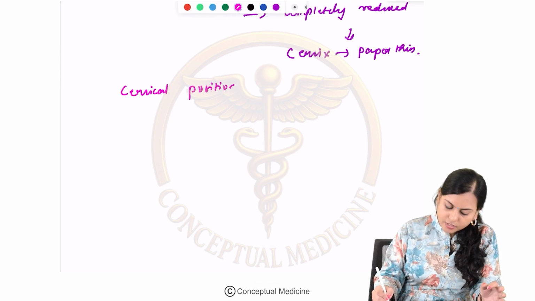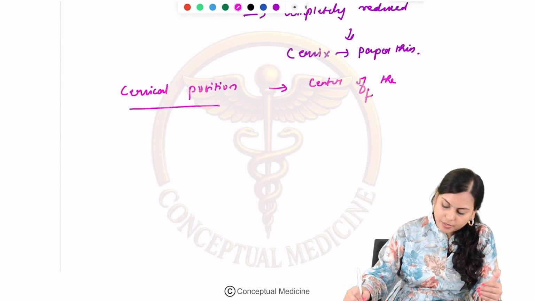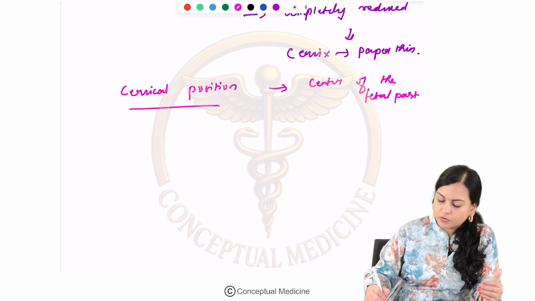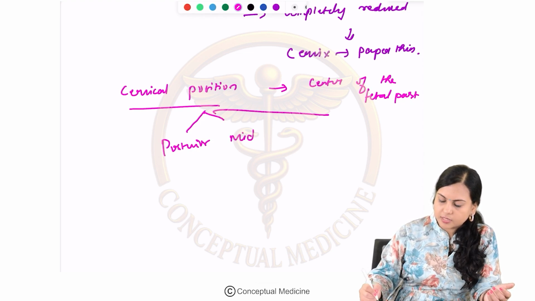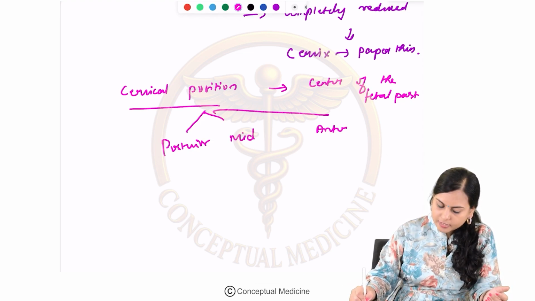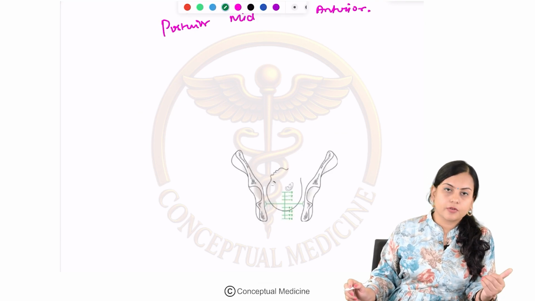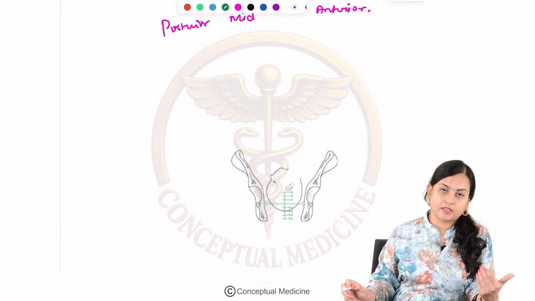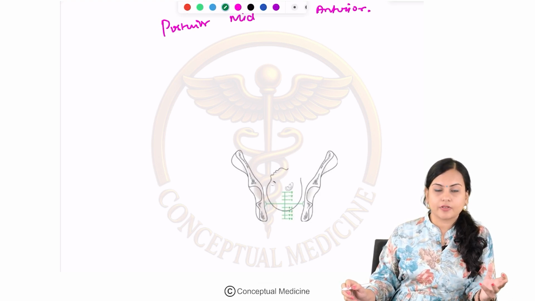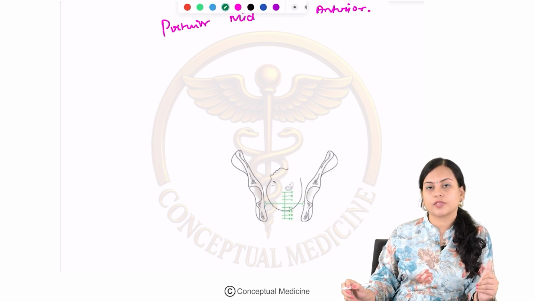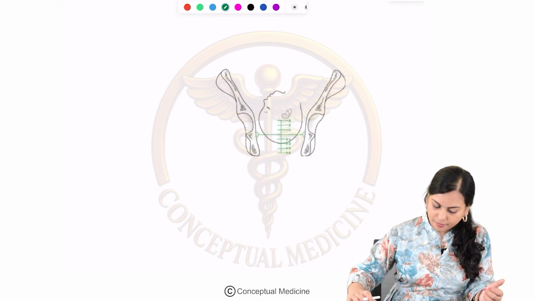Okay. Another important factor you have to assess while doing cervical examination is the cervical position. So, cervical position in relation to the center of the fetal part. Okay. So, this position can be posterior, mid cervical position or anterior cervical position. Clear? So, another important thing you have to assess is where the fetal head is. For that, we will be using the ischial spine as a prominent landmark, and from the ischial spines, we will be calculating the position of the fetal head as a particular station.